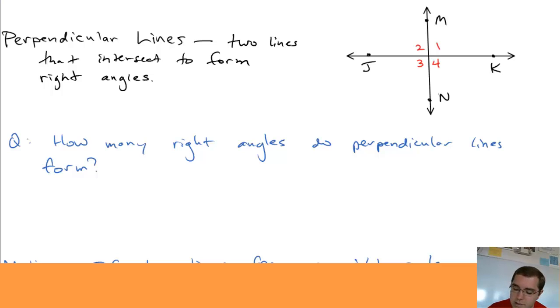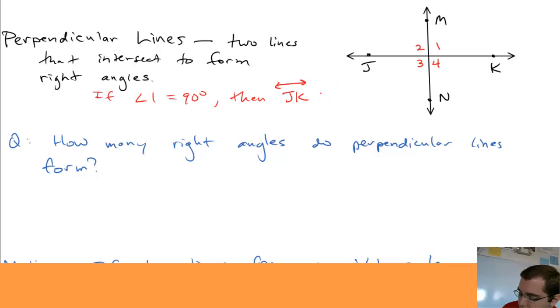If I know that, say, angle 1 equals 90 degrees, then I know line JK is perpendicular to line MN. That symbol I just wrote there means perpendicular. So if you want to say that two lines are perpendicular, you write the two lines and put that symbol in between them. Okay?